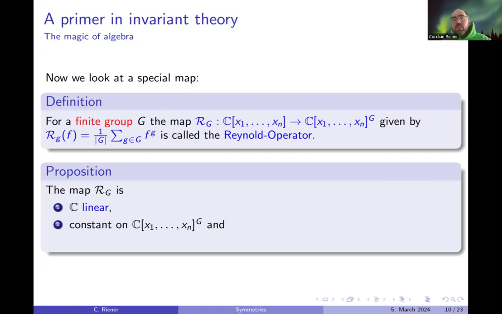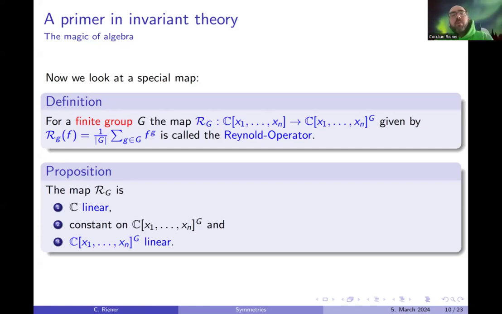So if I start with an invariant polynomial, I will get back the same invariant polynomial. And the last property is the most important one. Our operator is actually not only C-linear, but it is actually linear with respect to the subring of invariant polynomials. That means whenever I take an invariant polynomial times a normal polynomial, and I take the Reynolds operator of this product, I can take out the invariant polynomial in front of the operator.